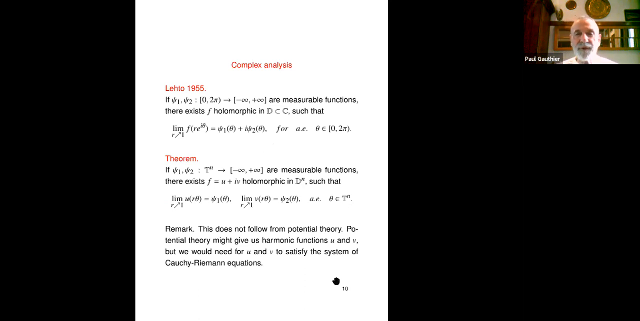Here's a very nice theorem in complex analysis proved by Lichtenstein in 1955. He showed that if you have two arbitrary measurable functions on the unit circle, then there exists a holomorphic function in the unit disk having psi1 plus i psi2 as radial limits for almost every point of the unit circle.